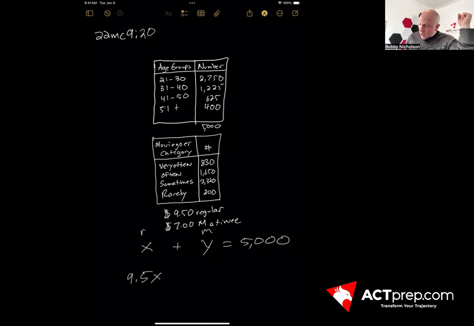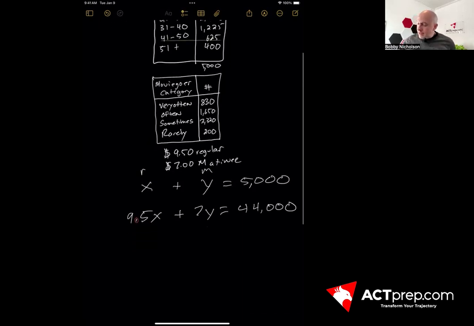9.5x, for $9.50 for the regular movie, and 7y is going to equal $44,000. So we don't know how many did regular or how many did matinee, but we know that the total of those tickets is 5,000. And then we know the total of those individual tickets times their representative amounts is going to equal 44,000. And this is where our two lines come from.